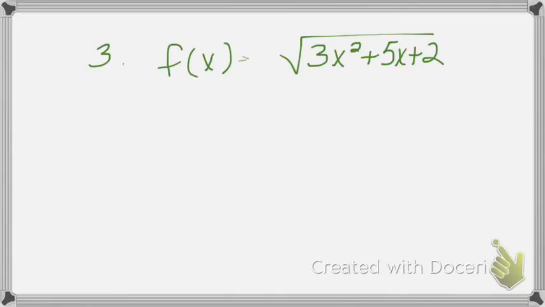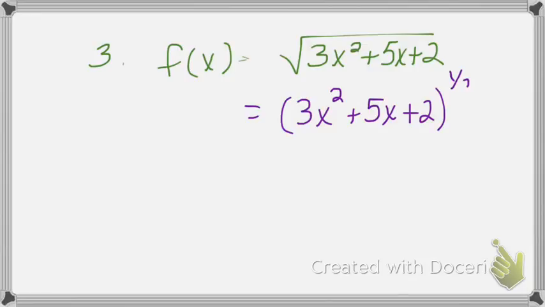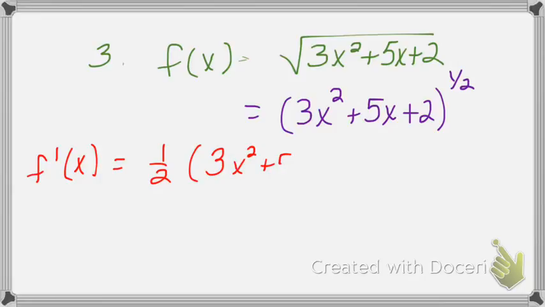Alright, this one looks different, but honestly, it's very similar to that last problem. We can rewrite this first as 3x squared plus 5x plus 2 to the 1/2. So now if I want to do the derivative, I do exactly what I did on the last two problems. Bring down the 1/2. Leave what's in there alone.